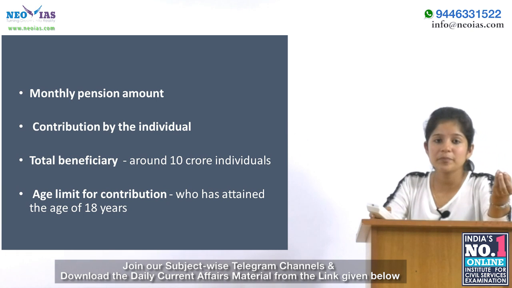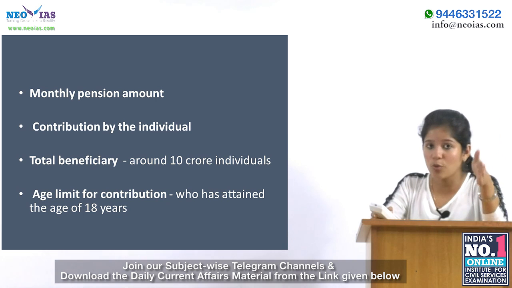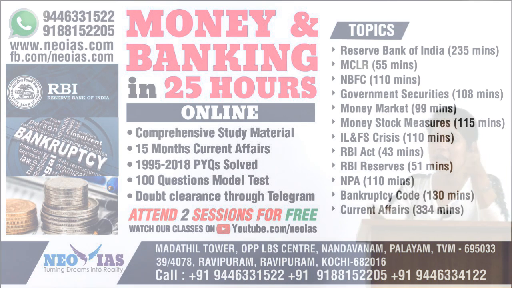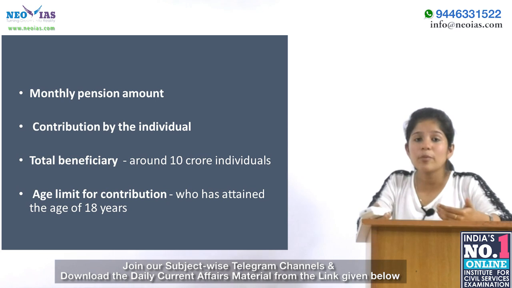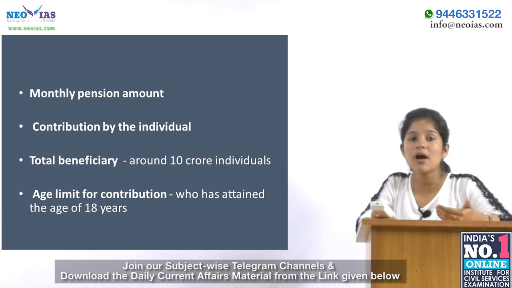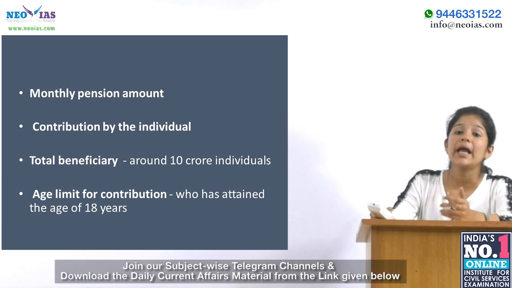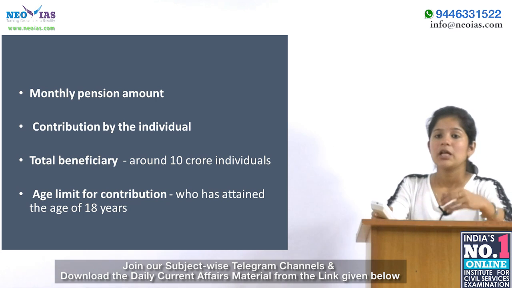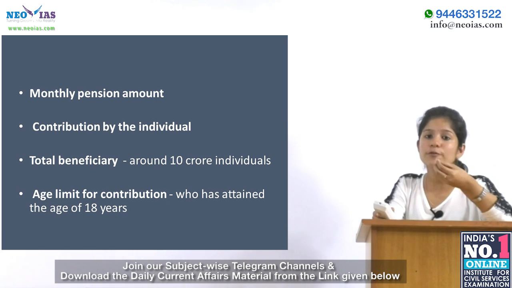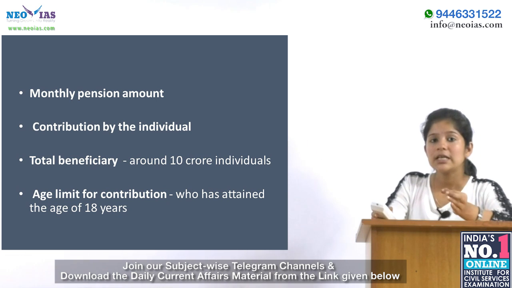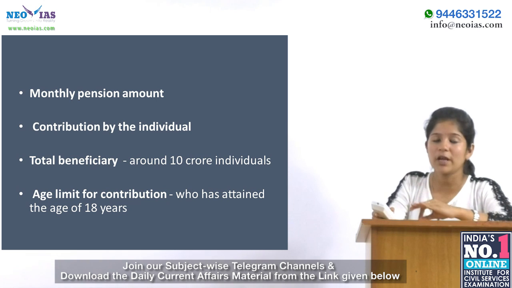And if the person joins the scheme at the age of 29 years or more, then he will have to contribute rupees 100 every month. Okay, that will be the contribution. Talking about the total beneficiaries covered under this scheme, it will be about 10 crore individuals, and the age limit for contribution is that one who has attained the age of 18 years will be able to deposit money in the scheme till he is 60 years of age.